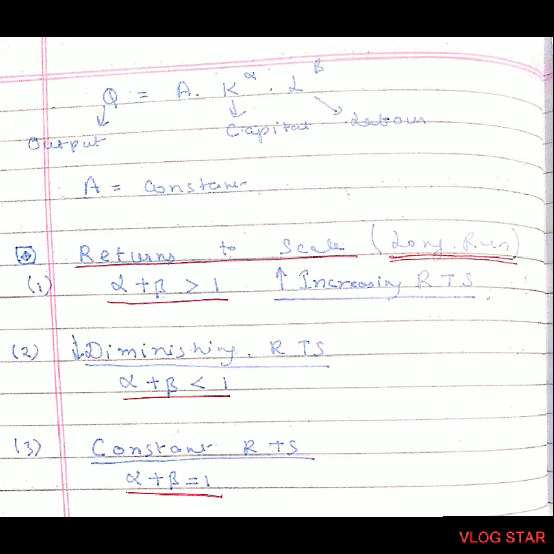Then we have constant returns to scale in which alpha plus beta is equal to 1. What does that mean? It means that when you doubled the amount of capital and labor, you got the equal amount of output. This is really important. This has been asked in exams many times.